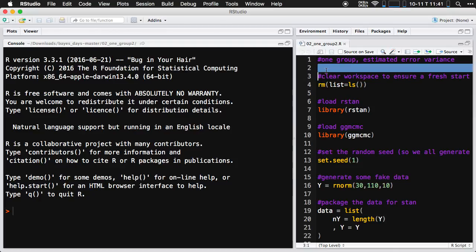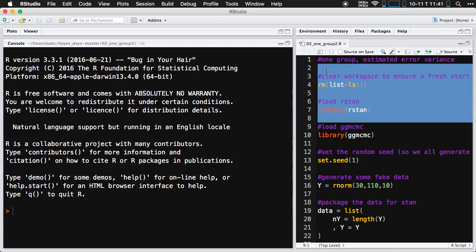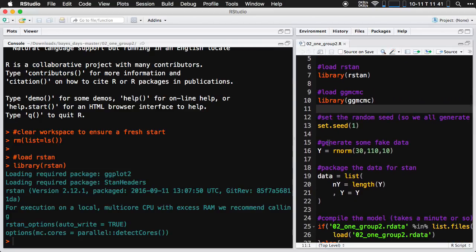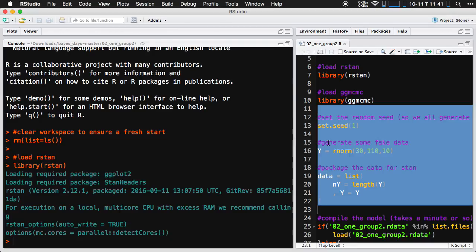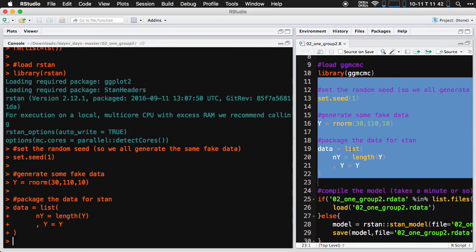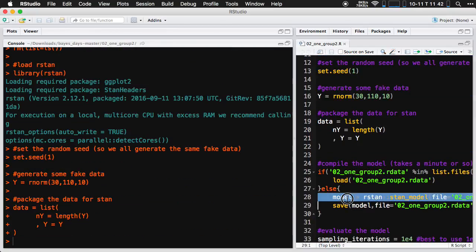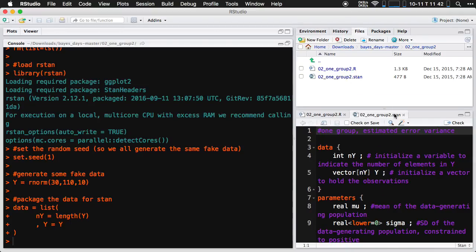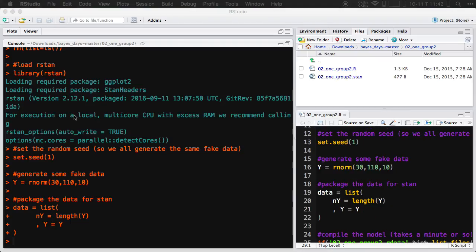So, load this up. I'll generate some data, package the data for Stan. I'm going to open up my files here and open up that Stan file and pull it out into its own window.